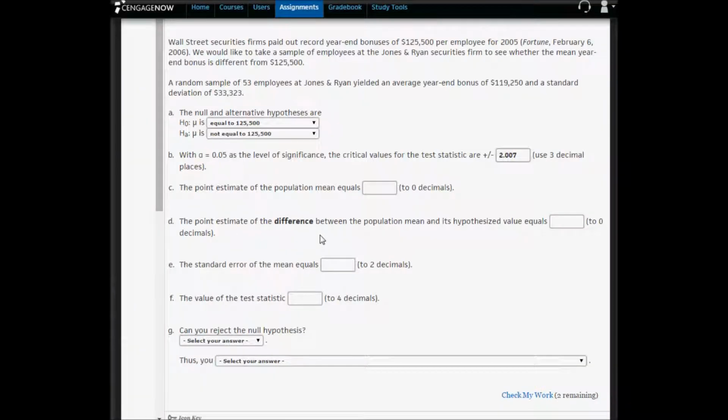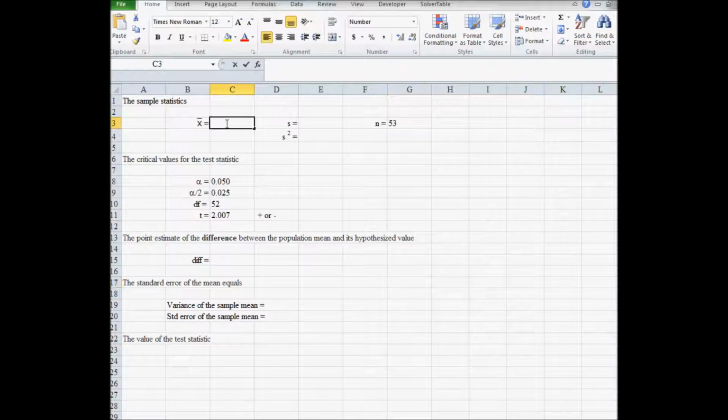So in part B, I pasted in the critical values, plus or minus 2.007. In part C, I need to enter the answer for the point estimate of the population mean. The point estimate of the population mean is not equal to 125,500. It is 119,250 because we're testing 119,250 against 125,500. We're going to copy 119,250 into part C without a comma, because sometimes Cengage now does well with commas and sometimes it doesn't. And we're going to paste it next to X bar.